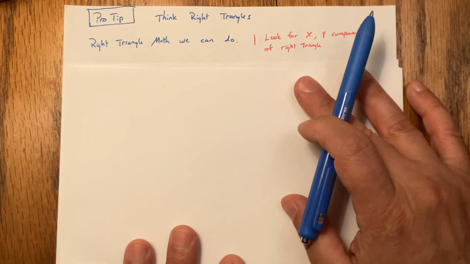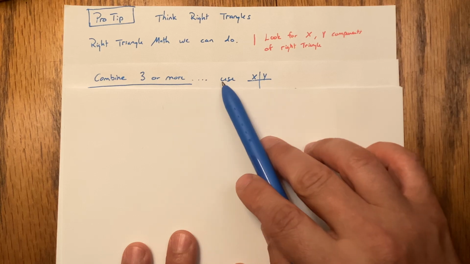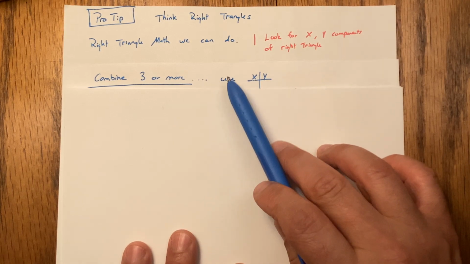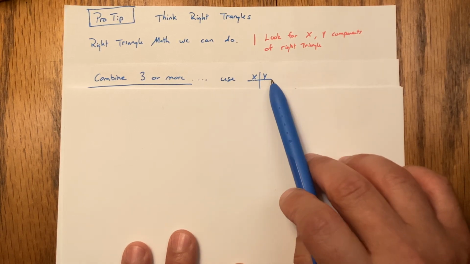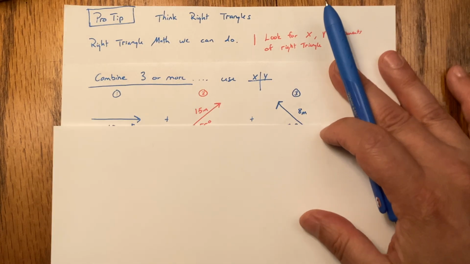All right, so I'm going to take a quick example that's combining three or more vectors. We always want to use an x and y table to help us organize our thoughts when we get to three or more vectors. I'll show you what that looks like.